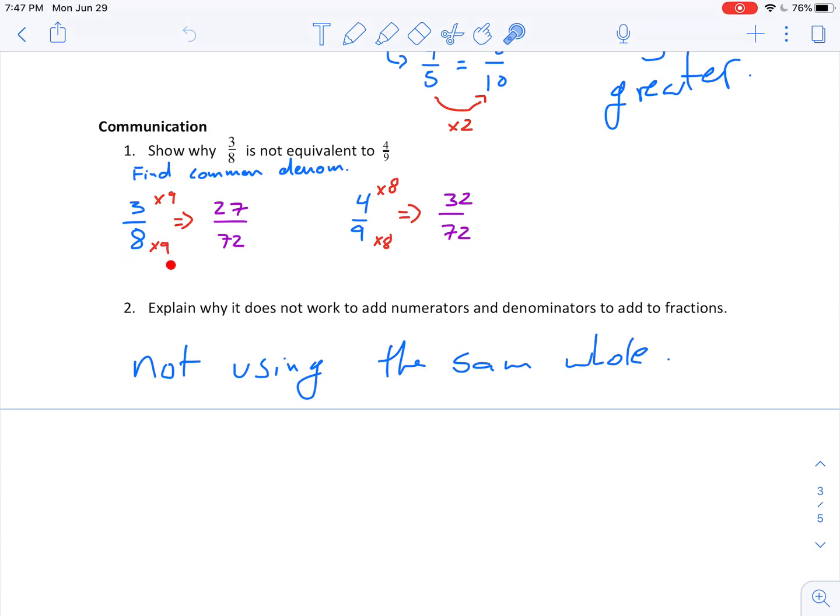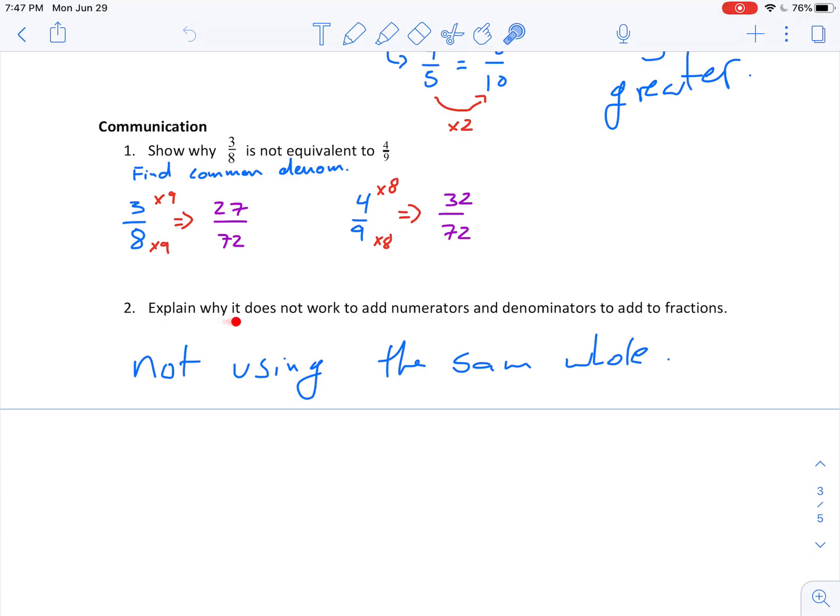So I take 8, multiply it by 9. What I do to the bottom, I do to the top. I end up getting 27 over 72. I take 9, multiply it by 8. What I do to the bottom, I do to the top. To make it equivalent, I get 32 over 72. So when I look at both of these, 32 is not the same as 27, so that is why 3 over 8 is not the same as, or not equivalent to, 4 over 9.